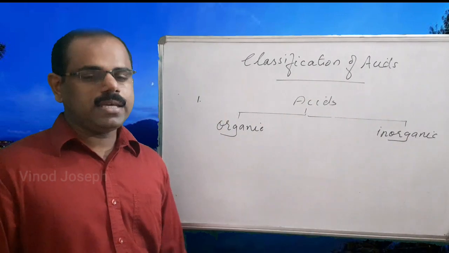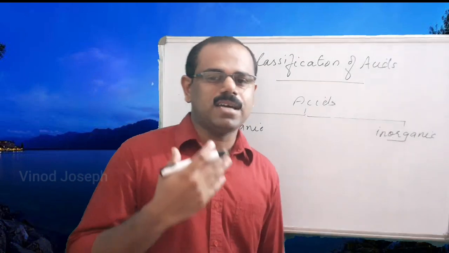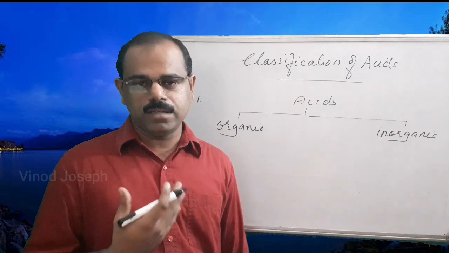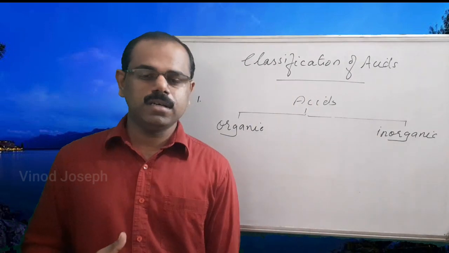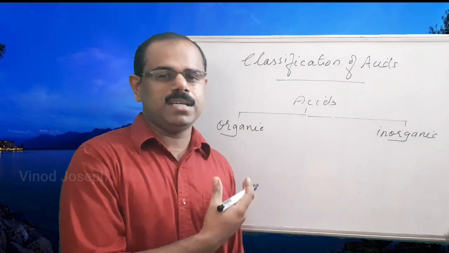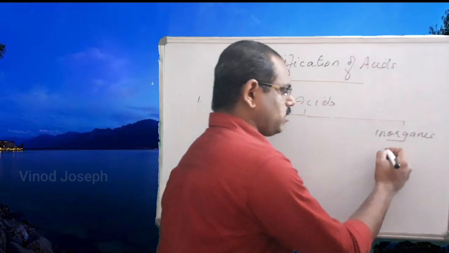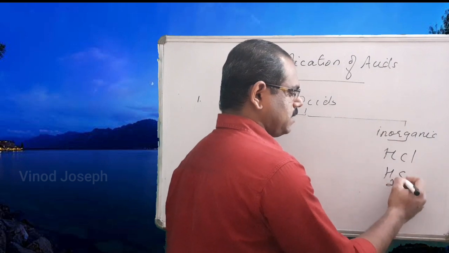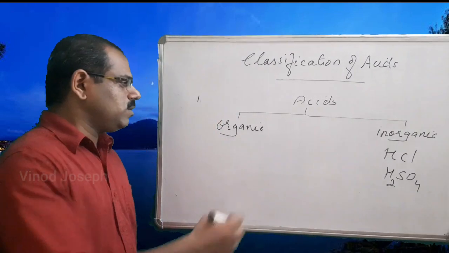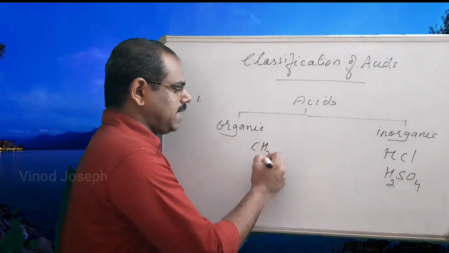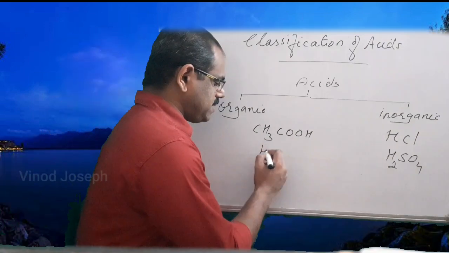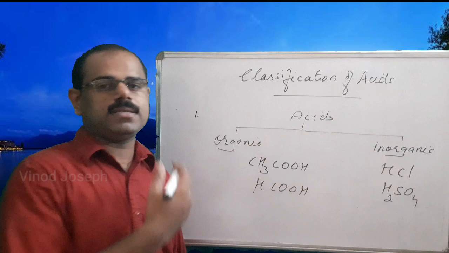In the same way, inorganic acids are prepared synthetically, in factories, or by chemical reactions. Such acids can be called inorganic acid. They can also be called mineral acid because they are prepared from minerals, say hydrochloric acid or sulfuric acid. These are all prepared industrially from minerals. Also here we can say acetic acid, CH3COOH. Or we can say formic acid, HCOOH. Formic acid is present in ants.